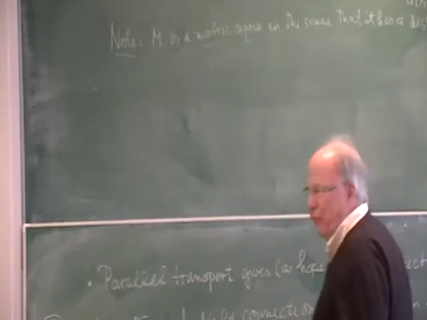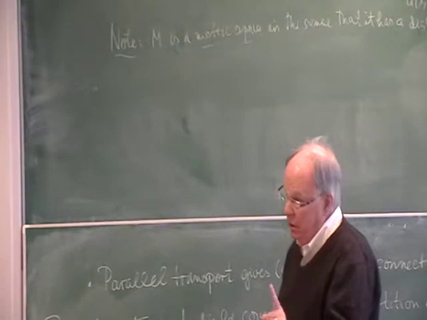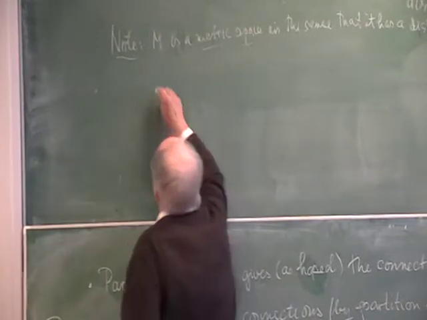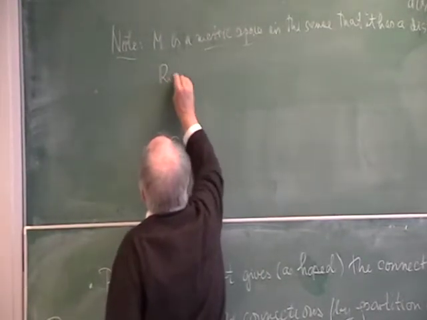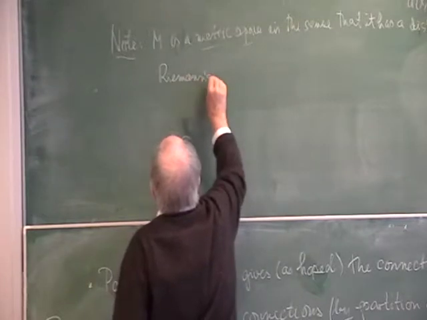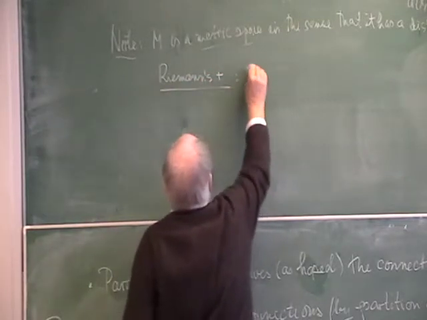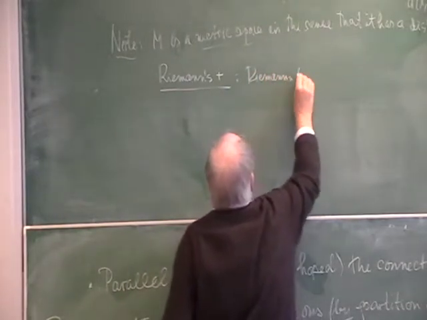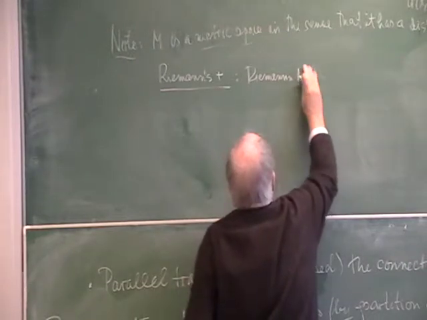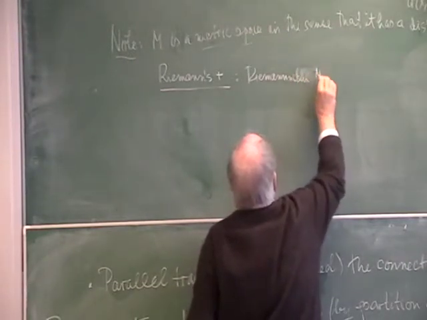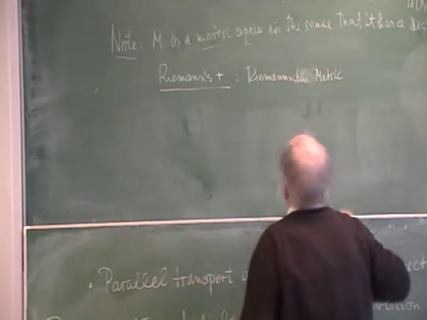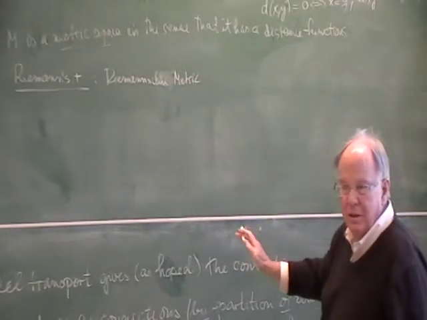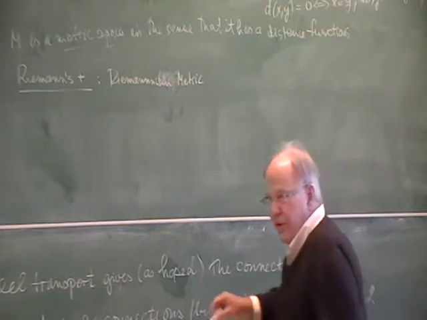Okay, plus. So manifolds plus, it has something more than just manifolds. And the first thing more is what we call a Riemannian metric. Or I used to say a Riemann metric. No, Riemannian metric, let's call it. It is not this metric we just talked about. That's the first thing I want to say. It's not that.